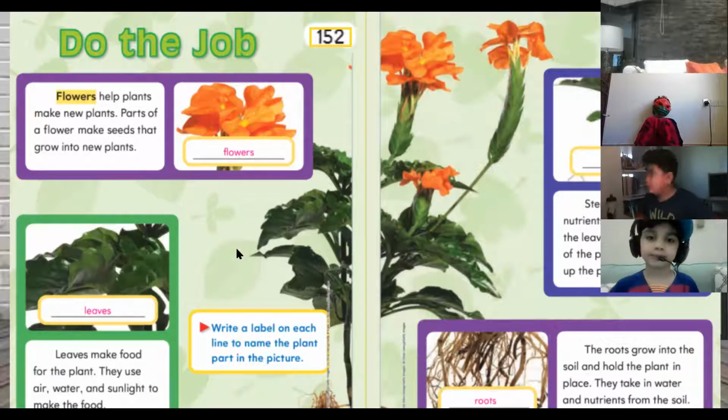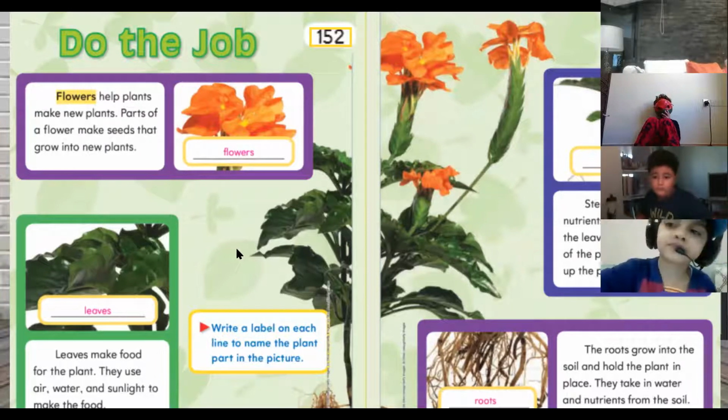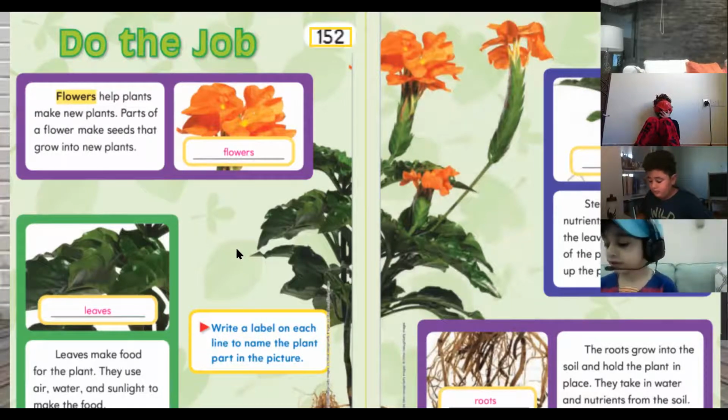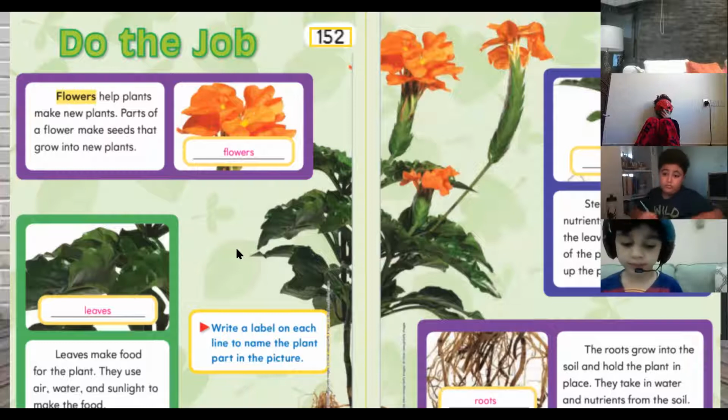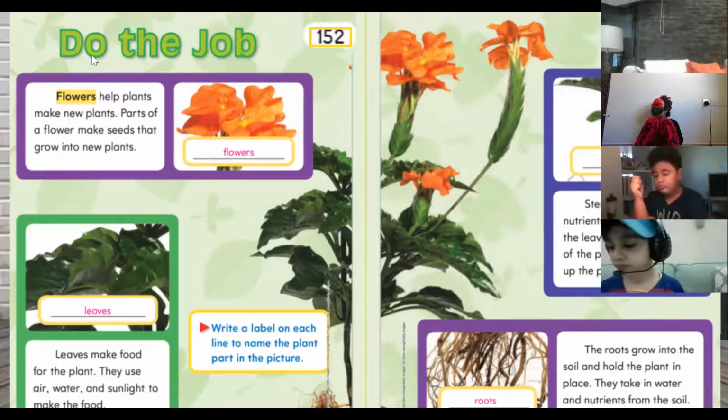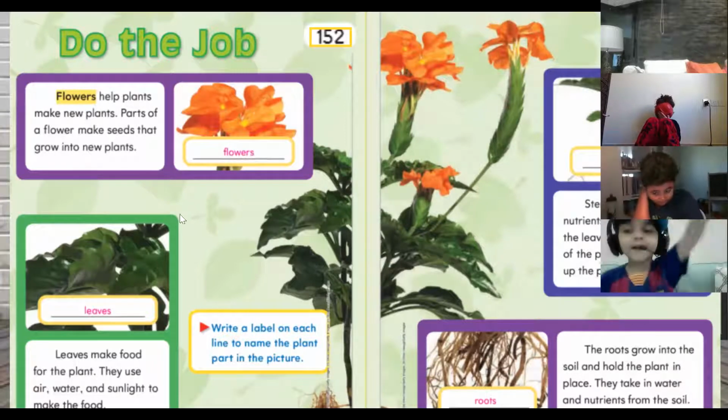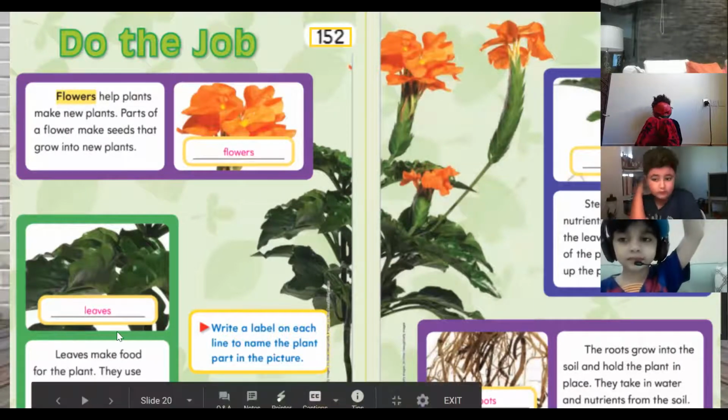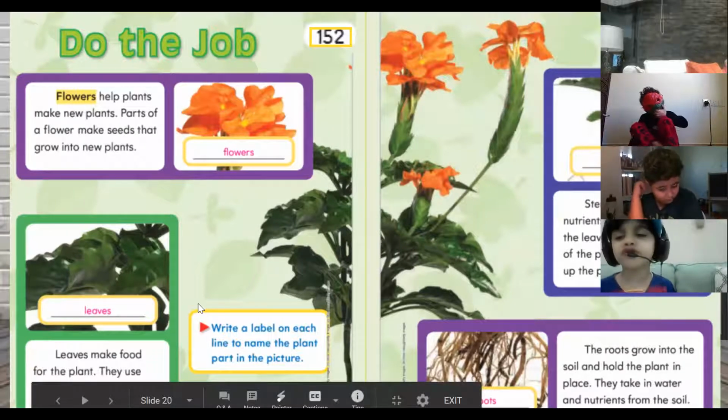Which part of the plant makes its own food? In which part? Can you tell me, Talal? The flowers make their own food? The stem, the leaf, or the root? Leaf. Yes, excellent, Talal. Good job.